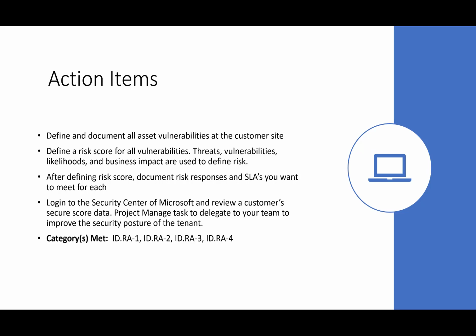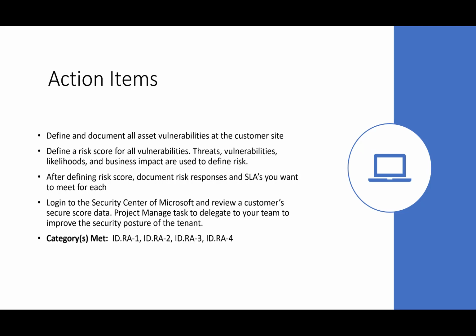So some action items: definitely document and define all asset vulnerabilities at the customer site. Keep this in a secure location. A lot of you guys use something like IT Glue or your PSA tool to store this documentation. Make sure it's stored for each customer. Make sure they understand the vulnerabilities as well, so you can better protect them and they're aware of where they could have some potential security breaches.